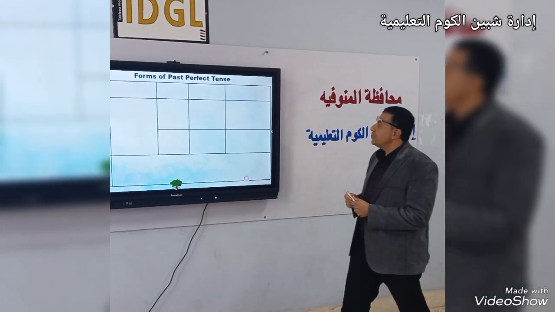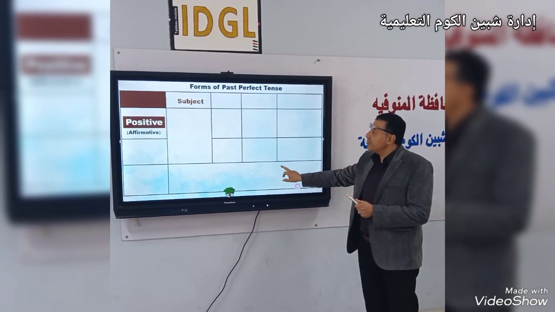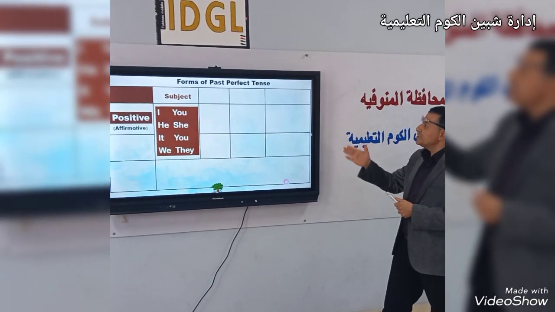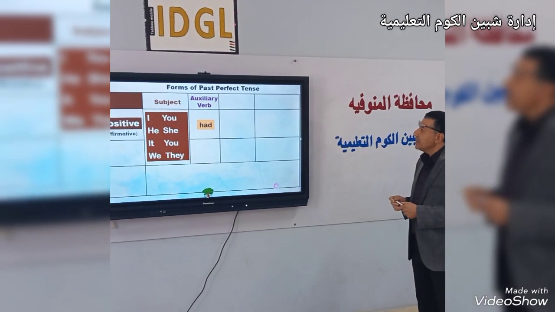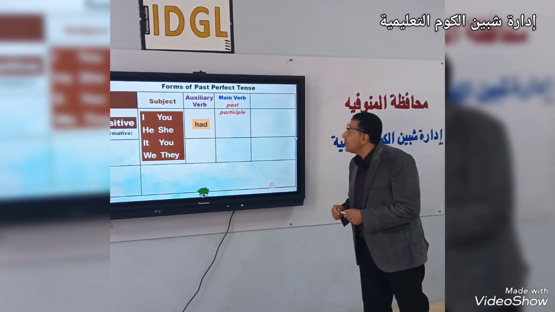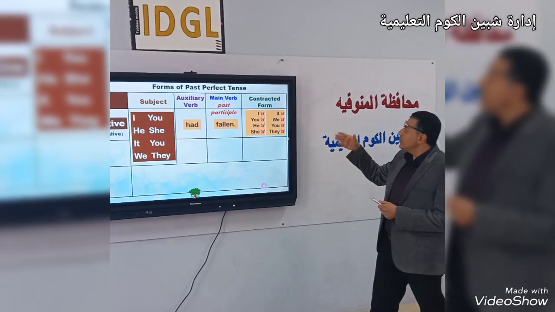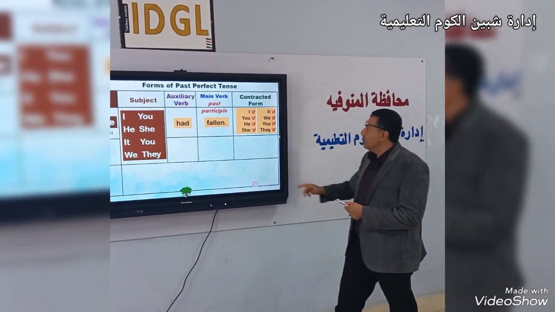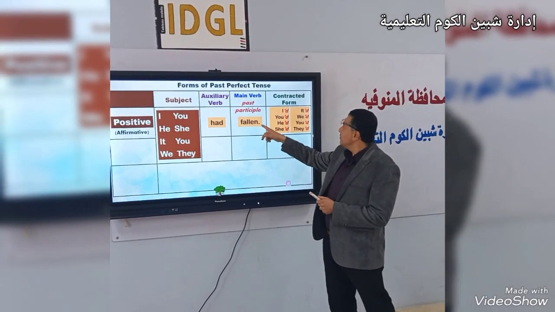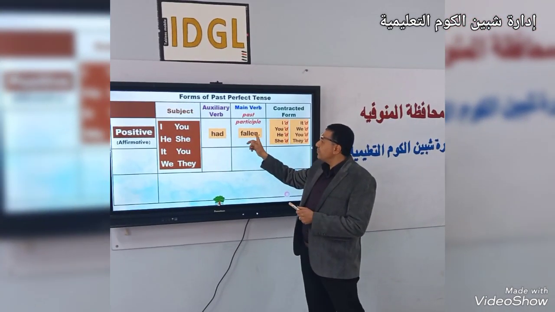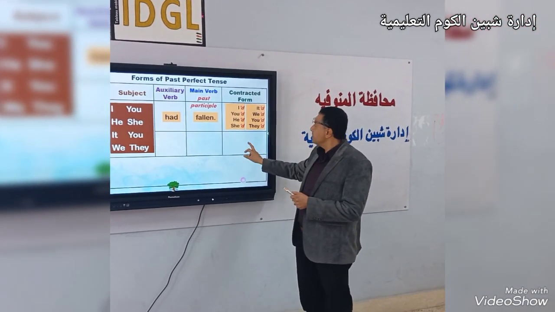Forms of past perfect. In the positive, we will talk about the positive or affirmative. We use the subject, I, you, he, she, it, you, we, they, plus helping verb had, plus main verb past participle, and we will talk about the contracted form. Look at this sentence. I can say I have fallen, or you have fallen, he has fallen. All subjects are available in this context.